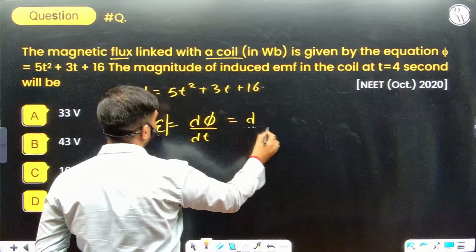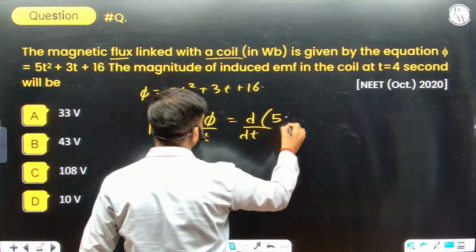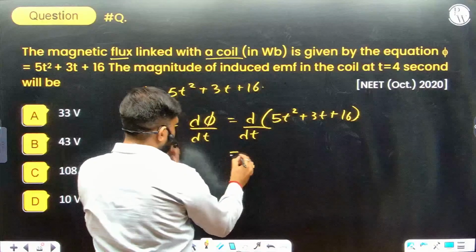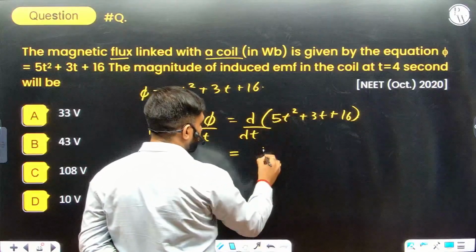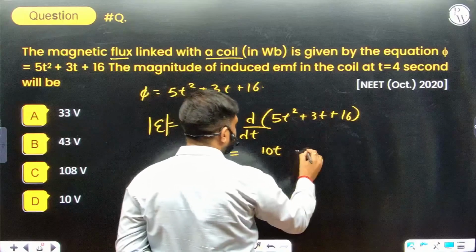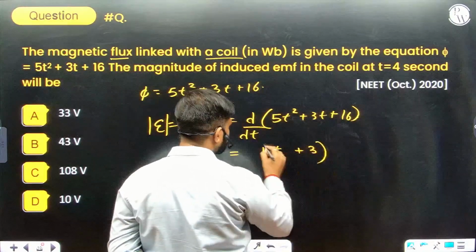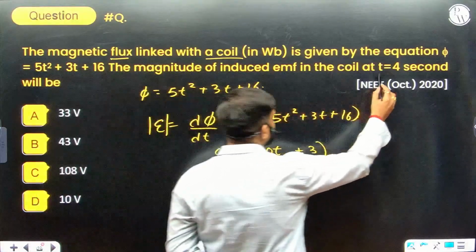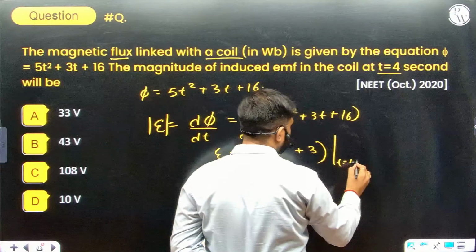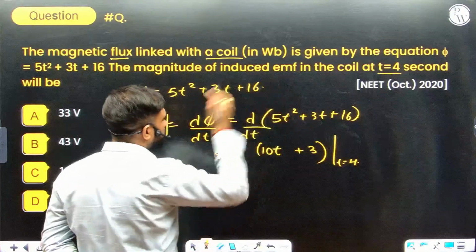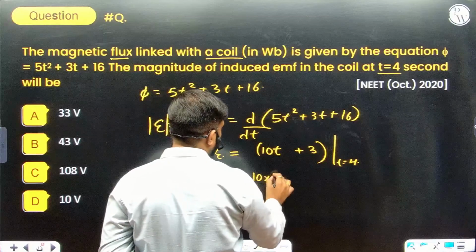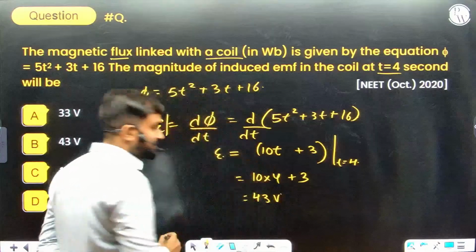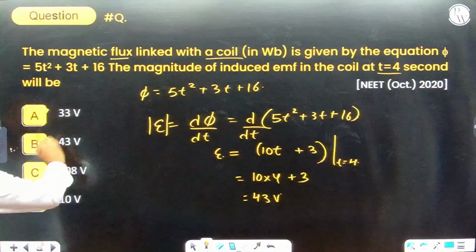So differentiating this expression, 5t square plus 3t plus 16: 5t square becomes 10t, 3t becomes 3, and 16 becomes 0. This is the EMF induced. They are asking at t equals 4 seconds, so I put the value of t as 4. Now at t equals 4, it is 40 plus 3, 43 volts. Straightforward. Isn't it very easy?